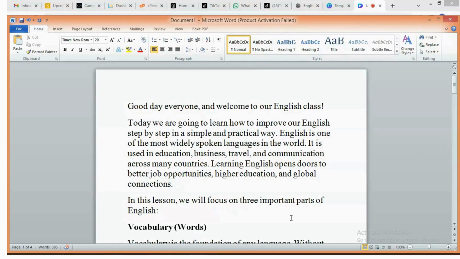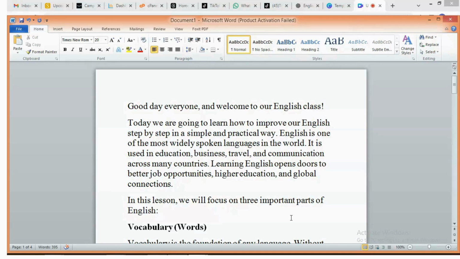Today, we are going to learn how to improve our English step by step in a simple and practical way. English is one of the most widely spoken languages in the world. It is used in education, business, travel, and communication across many countries. Learning English opens doors to better job opportunities, higher education, and global connection.